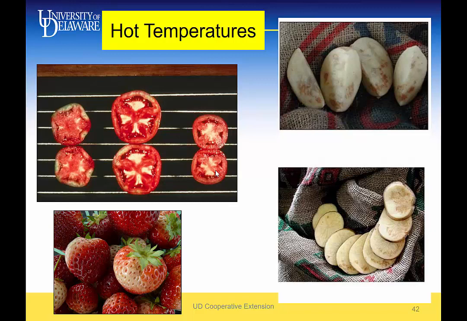All right, here's some of our hot temperature effects. So we have internal necrosis in potatoes. We can get scorch and sunburn on fruits, and then this internal white tissue in tomatoes. This disorder is a combination of potassium and high temperatures, particularly high root temperatures.